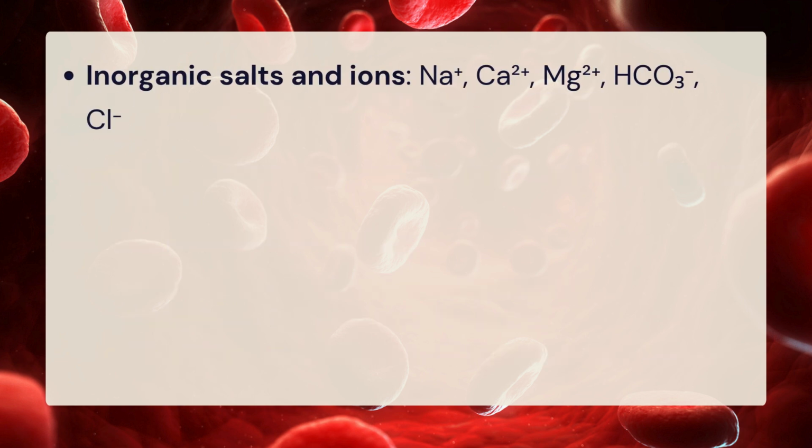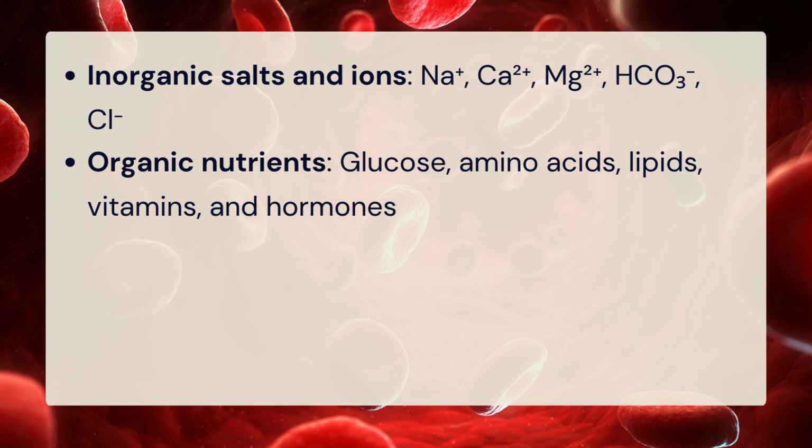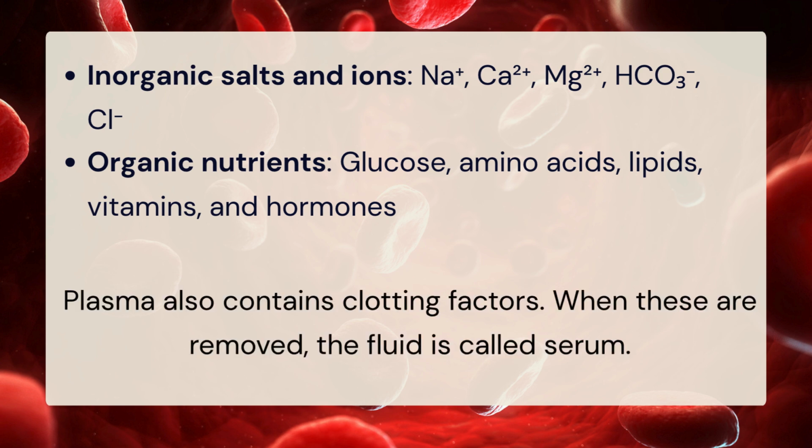It also includes inorganic salts and ions like sodium, calcium, magnesium, bicarbonate, and chloride. Organic nutrients like glucose, amino acids, lipids, vitamins, and hormones. When clotting factors are removed, plasma is called serum.